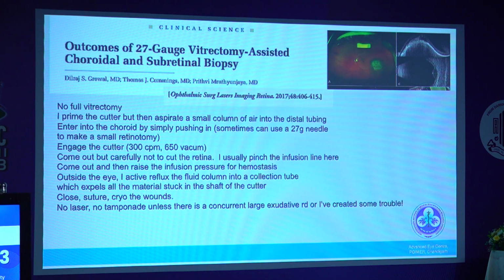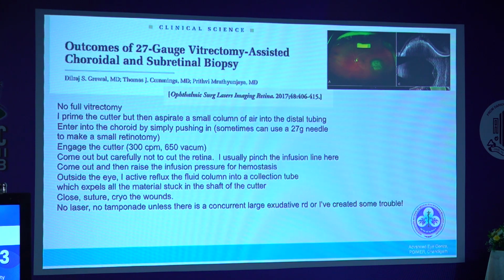If it bleeds, just increase the bottle height, because there is a role of infusion; sometimes people put infusion to increase the bottle height. In two cases I used air instead of fluid. I'll tell you why. Because with air also, you can raise the pressure and the air bubble will go inside. You will not end up putting fluid inside the eye.